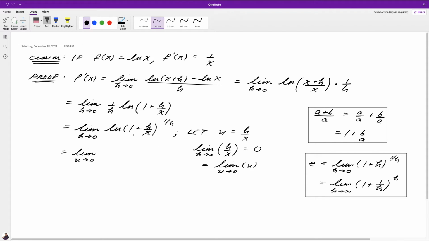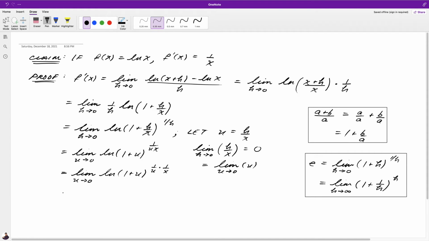So now I'm going to have the natural log of (1 plus u) to the 1 over, what is h? h is ux. That's right. h is ux. Oh yeah, and we're done. Oh yeah, that's nice. Look at how this is going to work out. This is going to give us the limit as u trends to 0 of the natural log of (1 plus u) to the 1 over u times 1 over x. Okay, just splitting apart these powers.